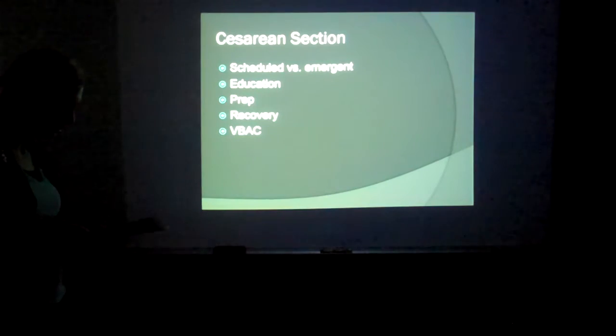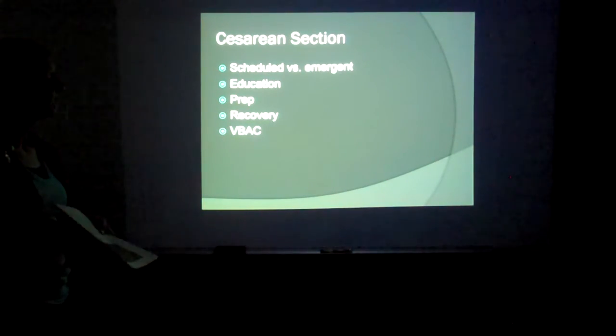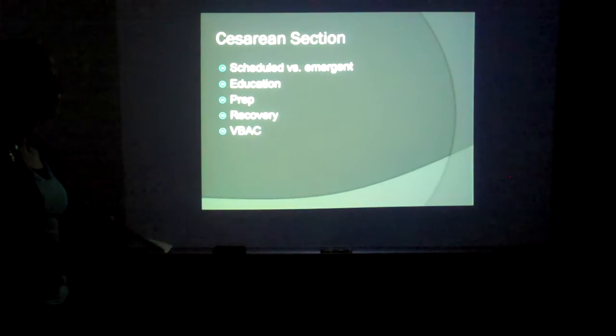Scheduled, you want to educate. She's going to get lab work done a couple of days ahead of time. You're going to start an IV. You're going to give a fluid bolus. You are going to put TED hose on, SCDs on. You're going to prep her skin. You may clip the top portion of her pubic hair, depending upon doctor preference. You're going to take her to the OR.